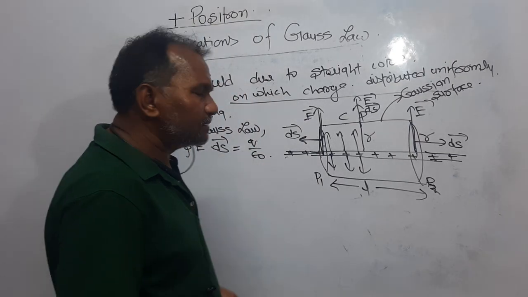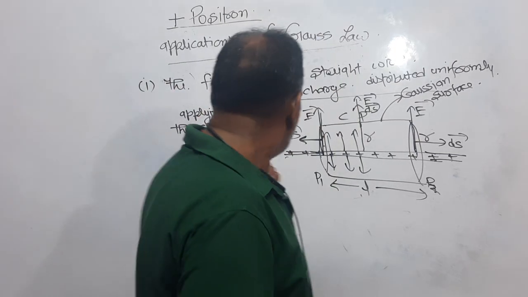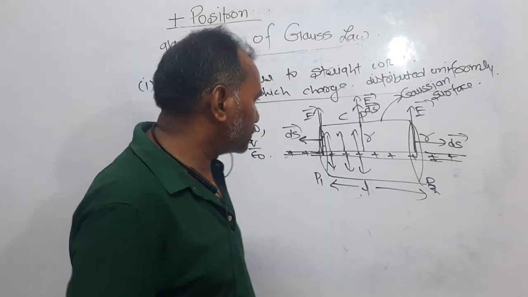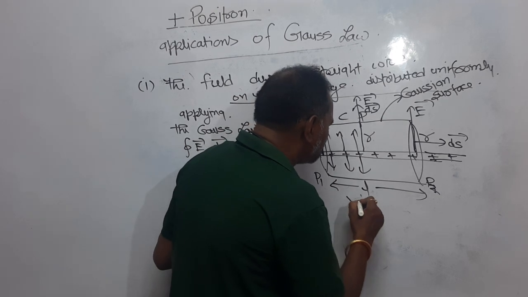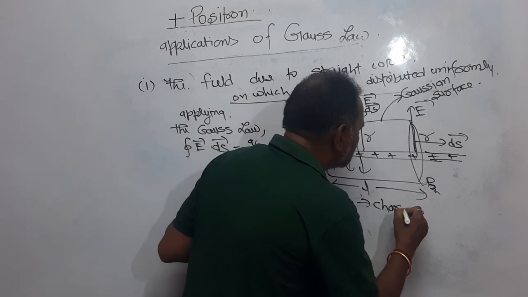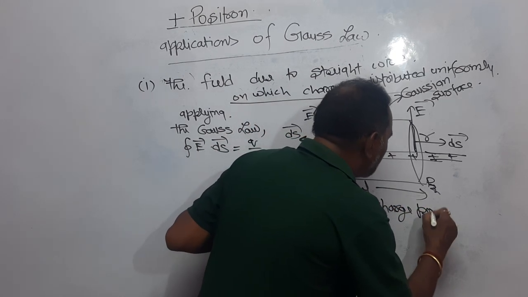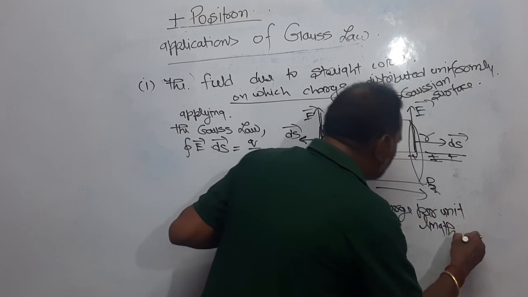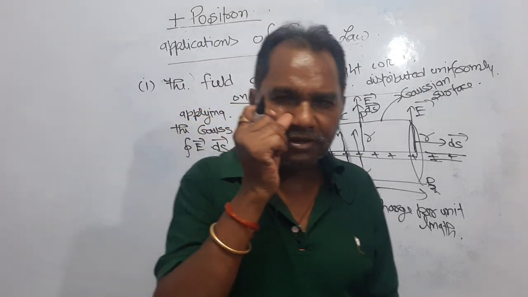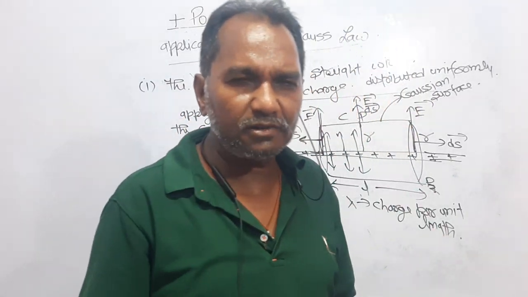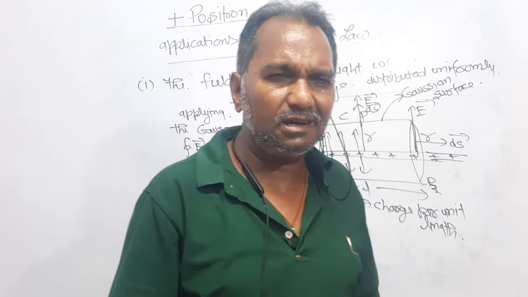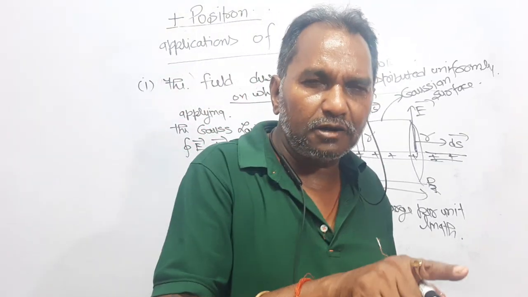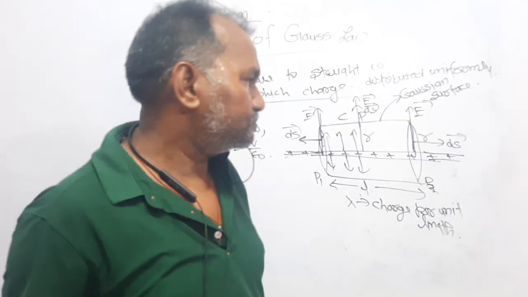Now, dear students, I have applied the Gauss law: integral E dot ds is equal to q upon epsilon naught. Let lambda be the charge density, or charge per unit length, because it is distributed on the wire, so we consider charge per unit length. If it is distributed on an area, then we will consider the charge per unit area. If it is distributed in a volume, then we will consider charge per unit volume.